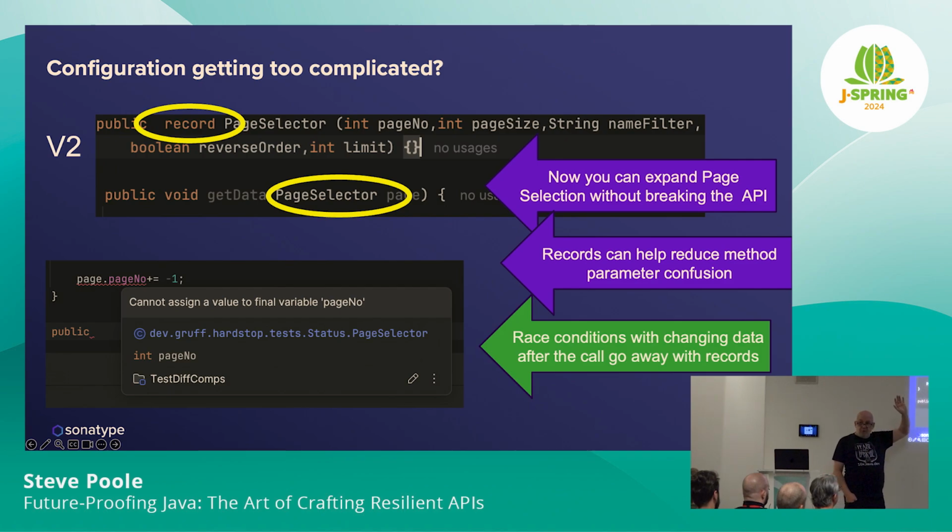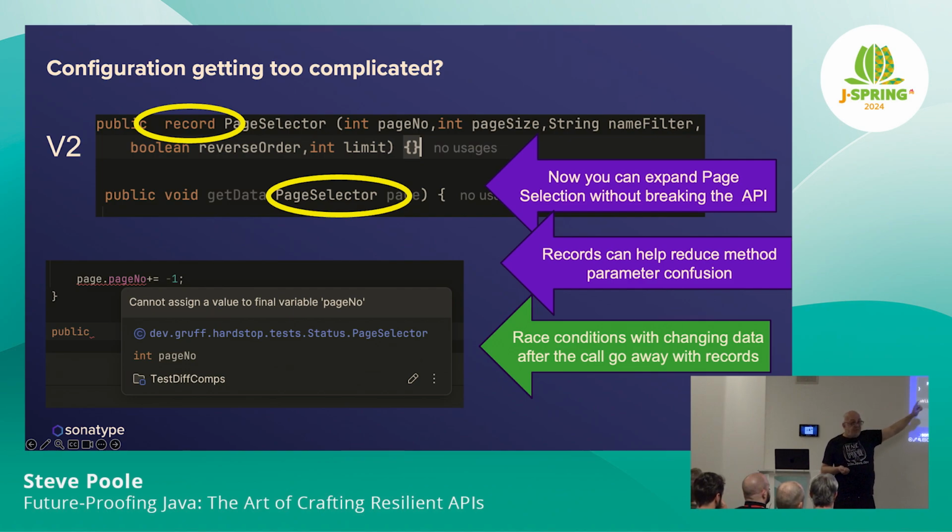Records. Who's using records? Who's heard of records? See, that's much better. Okay. Records are awesome. If you create a record class, like page selector, which has all the parameters that you want to pass in, you can now have a method that says get data, ignore the void because that's a typo, that says just give me an object, in this case a record.